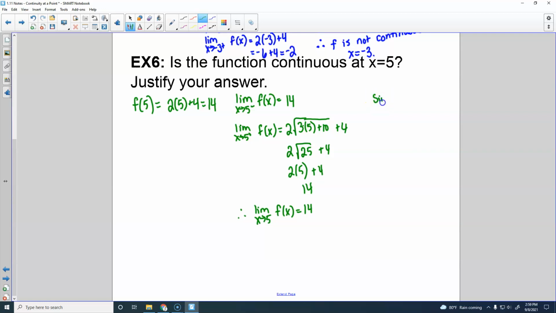And so we would say since f of 5 equals the limit as x approaches 5 of f of x, f of x is continuous at x equals 5. So this piecewise function is continuous at 5, but it has a jump in the graph at negative 3.